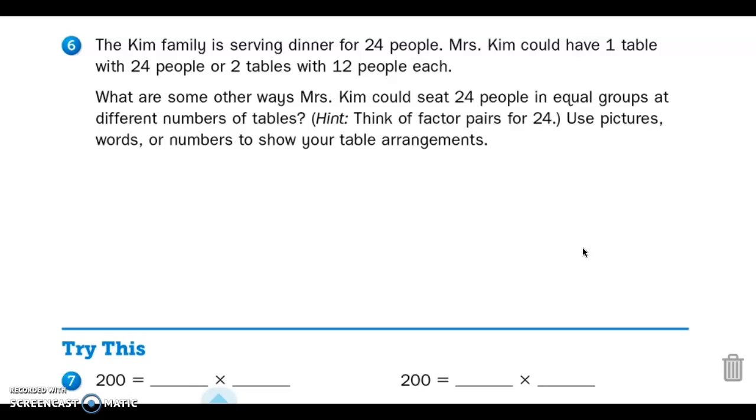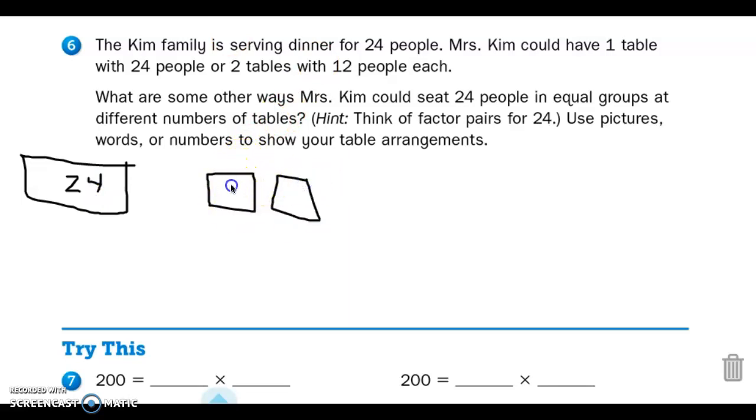The Kim family is serving dinner for 24 people. Mrs. Kim could have one table with 24 people. So that would look like this. One table, 24. Or I could draw an array, one big line of 24 people. Okay. Or two tables with 12 in each.